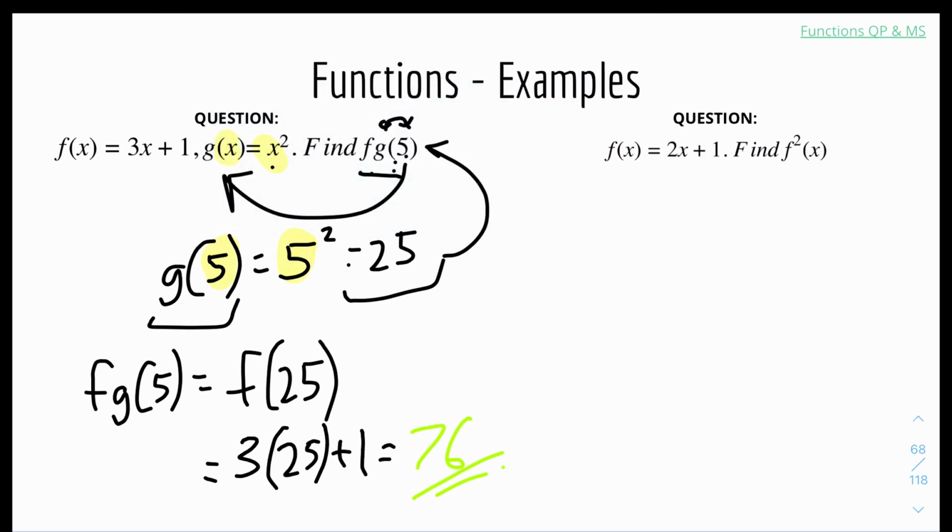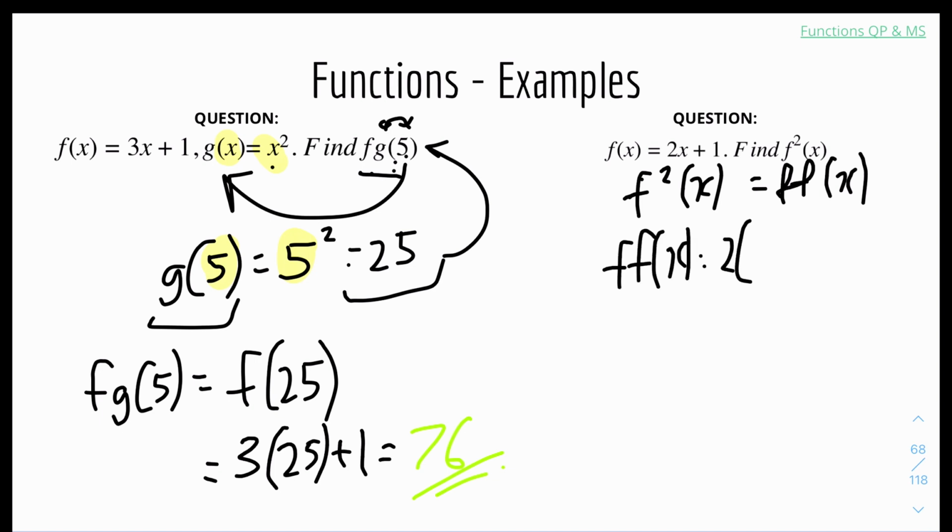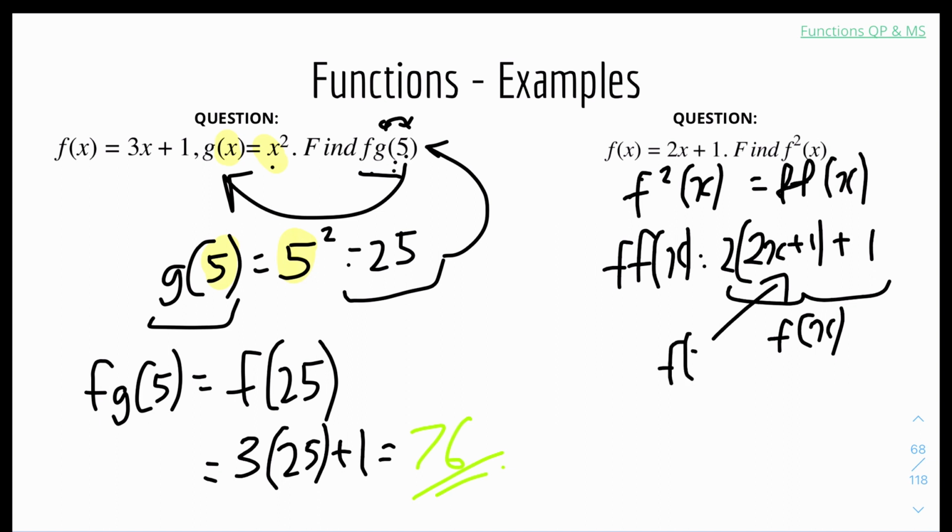And now you have another question. f of x equals 2x plus 1, find f squared of x, which basically means f of f of x. So let's put f of x into the x value of the f of x function. So it will be 2 times, where the x value is the f of x function, which is 2x plus 1, plus 1. And you can see this is basically an f of x function where the x value is another f of x.